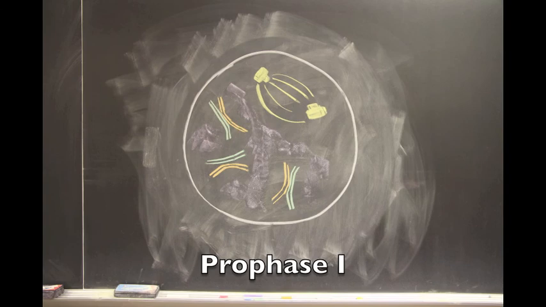In prophase 1, chromosomes begin to condense and homologs loosely pair up, aligning their genes. At the chiasmata, crossing over occurs, which is when homologous chromosomes swap corresponding DNA. Centrosomes begin moving to opposite ends of the cell, and the nuclear envelope breaks down.